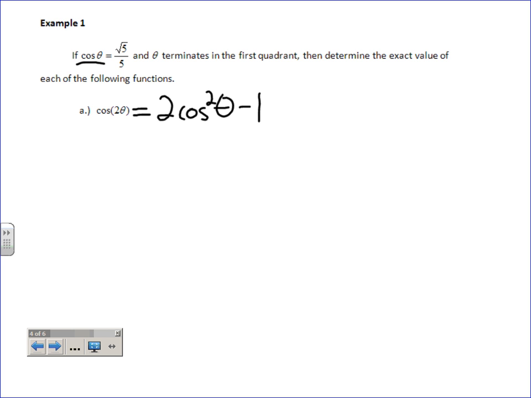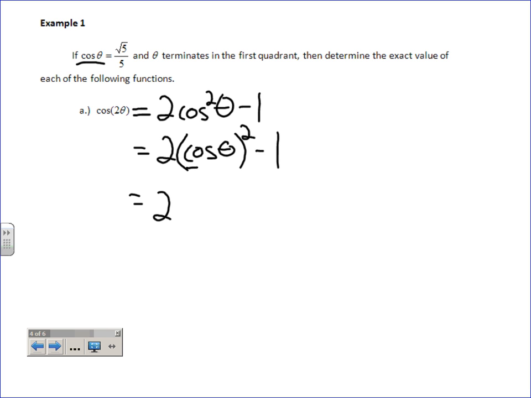Now, what's that little trick with the square thing? What does that really mean again? That's really what squaring means. Just where mathematicians were very lazy and apparently don't want to put those parentheses in every time. Do we know cosine of theta in this problem? What is it? Square root of 5 over 5.